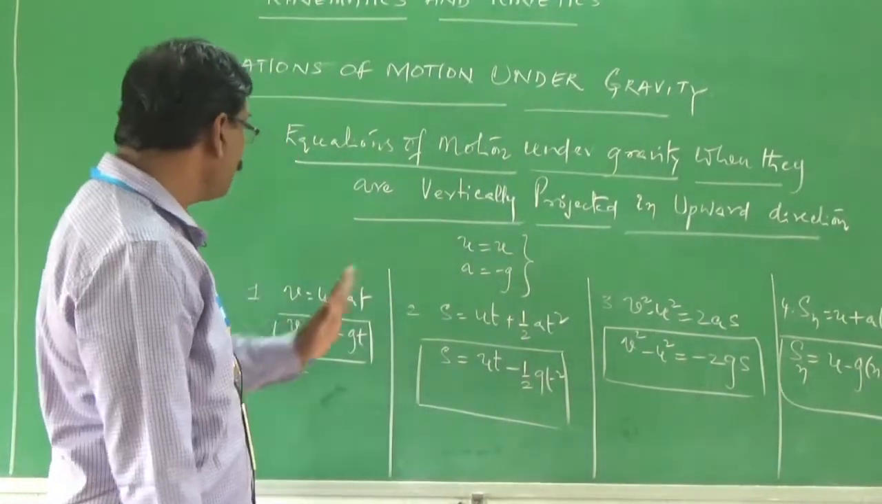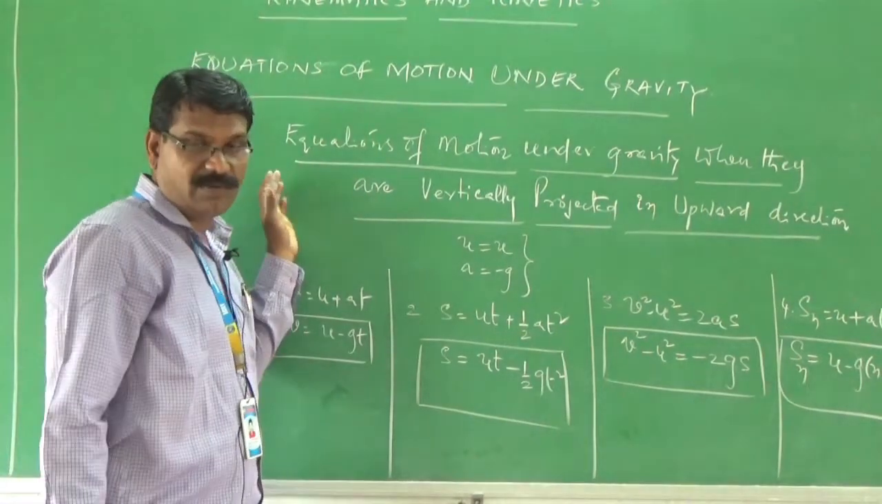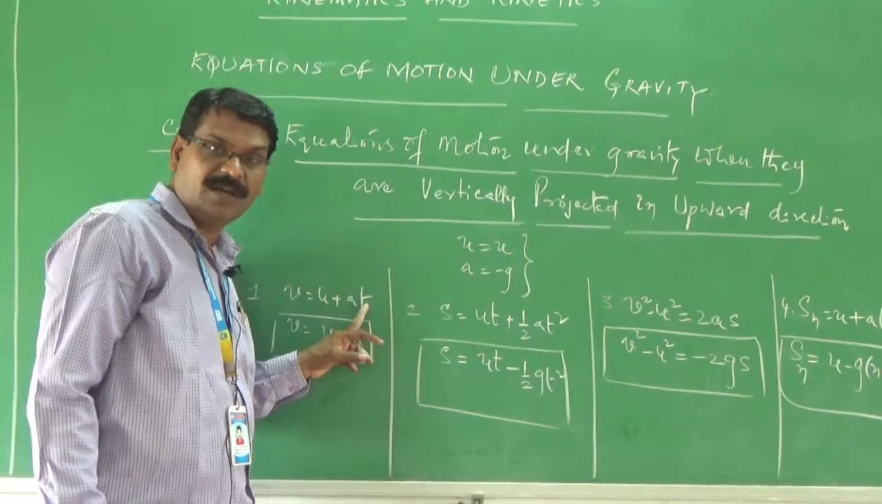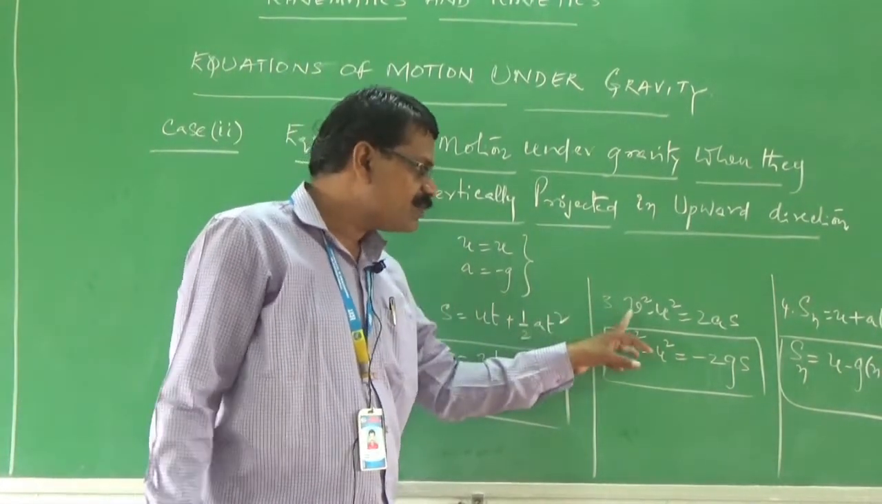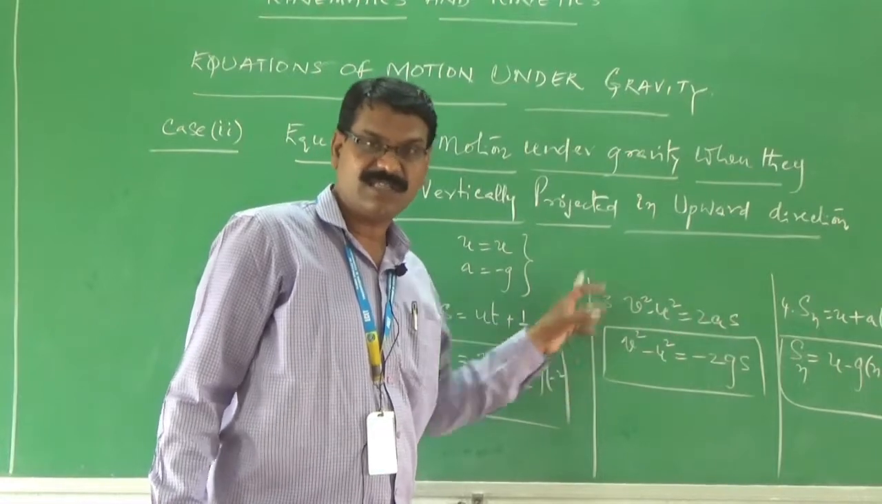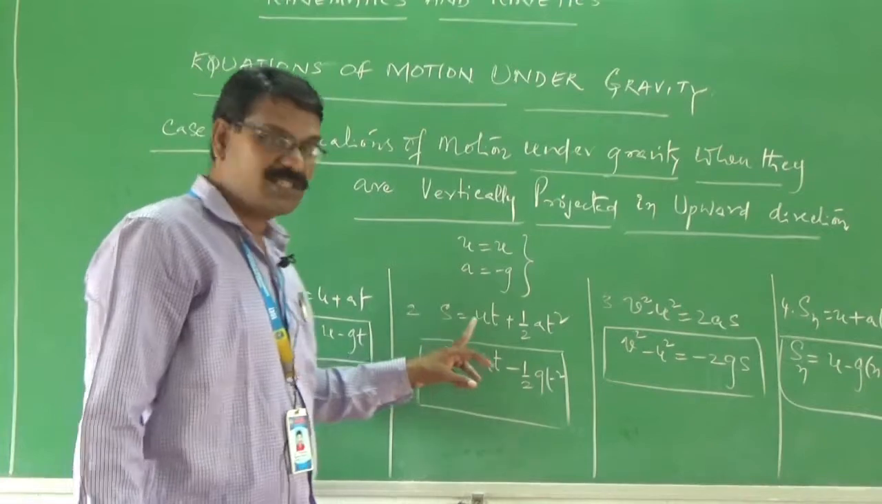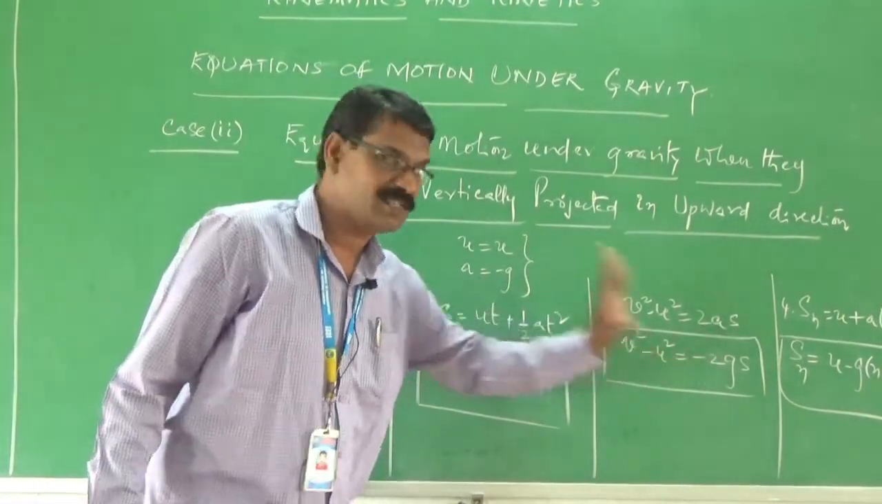So, after knowing these two special cases of equations of motion under gravity, now we would like to derive how to get the expression of v is equal to u plus at, how to get the equation of s is equal to ut plus half at square, how to get v square minus u square is equal to 2as. Let us see the derivation parts of v is equal to u plus at, s is equal to ut plus half at square, and v square minus u square is equal to 2as. Let us see this.